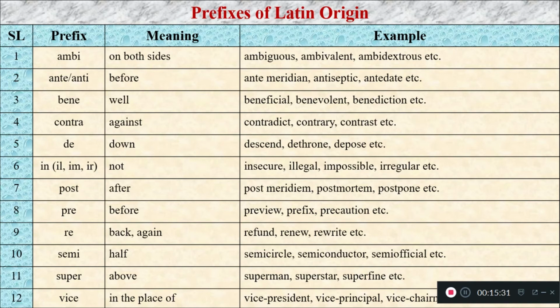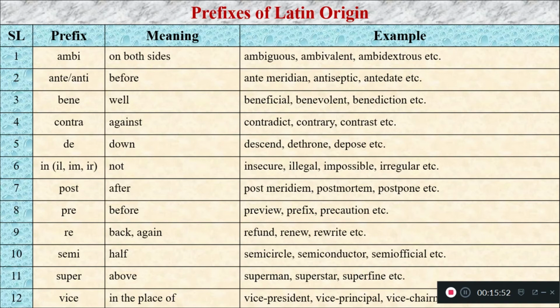Prefix means a letter or group of letters added to the beginning of a word to make a new word. Precaution means an action that is done to prevent something unpleasant or dangerous happening. Next, the prefix re means back or again. For example, refund means the amount of money that is given back.